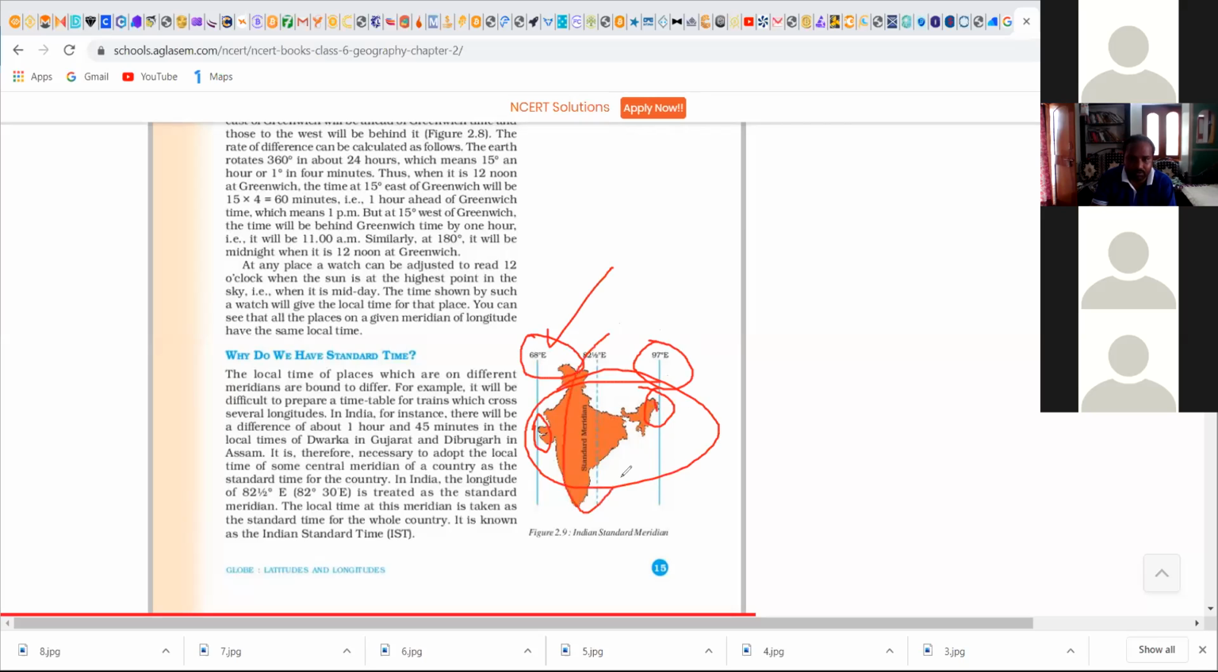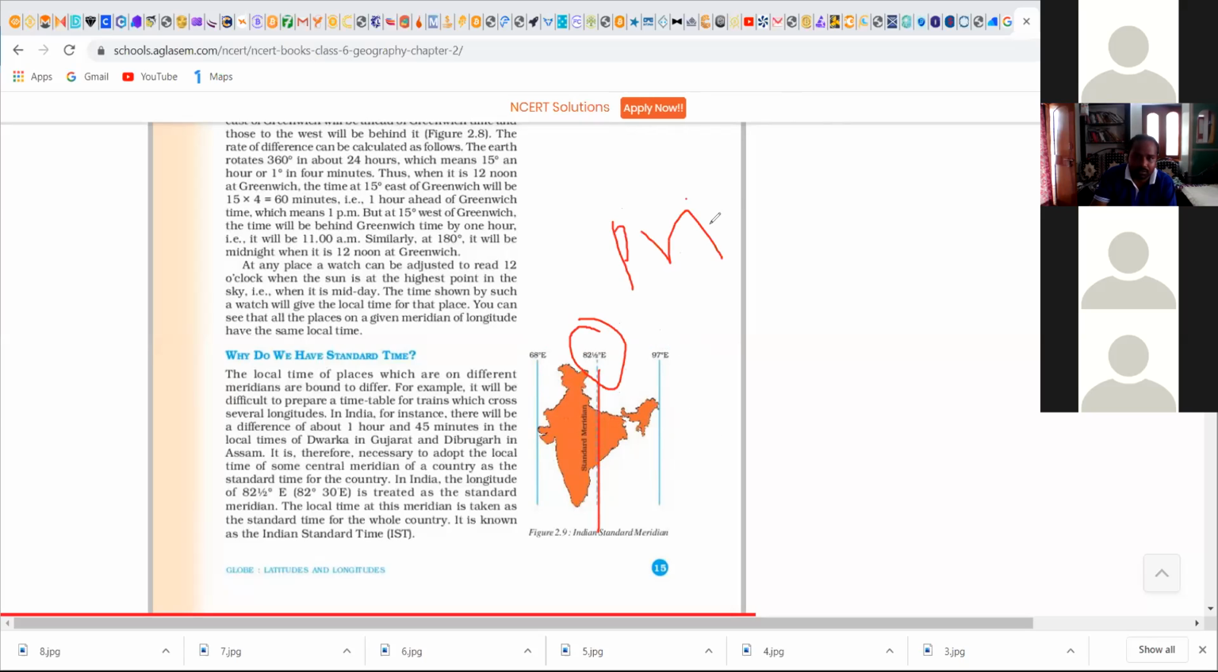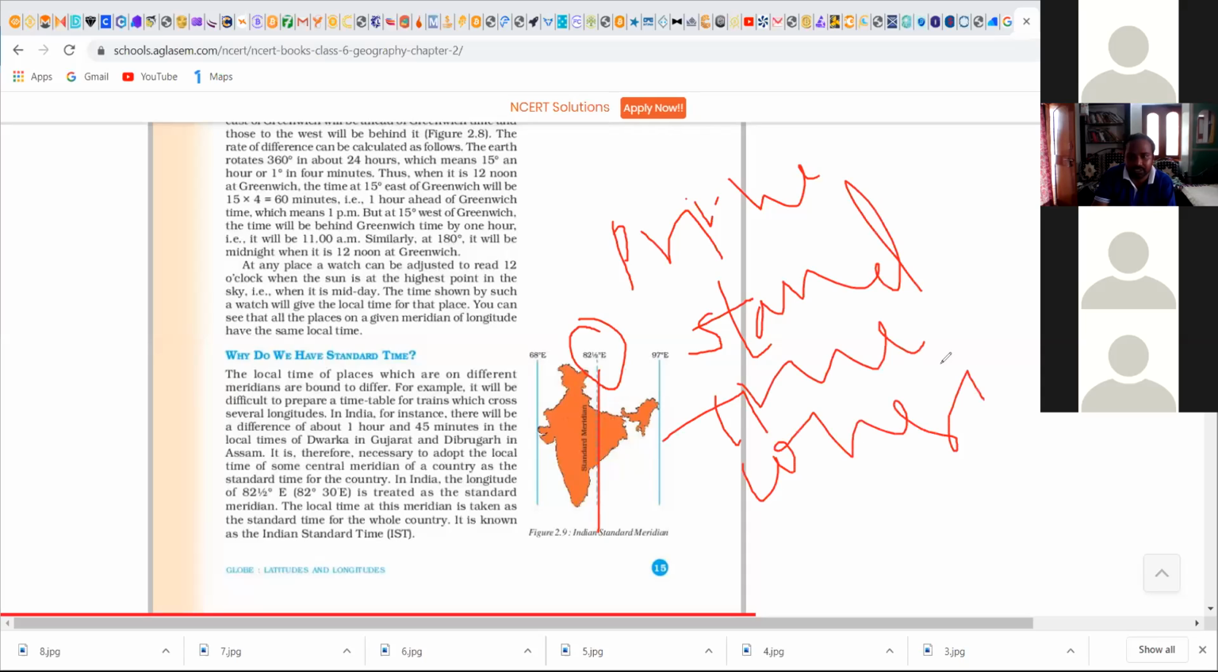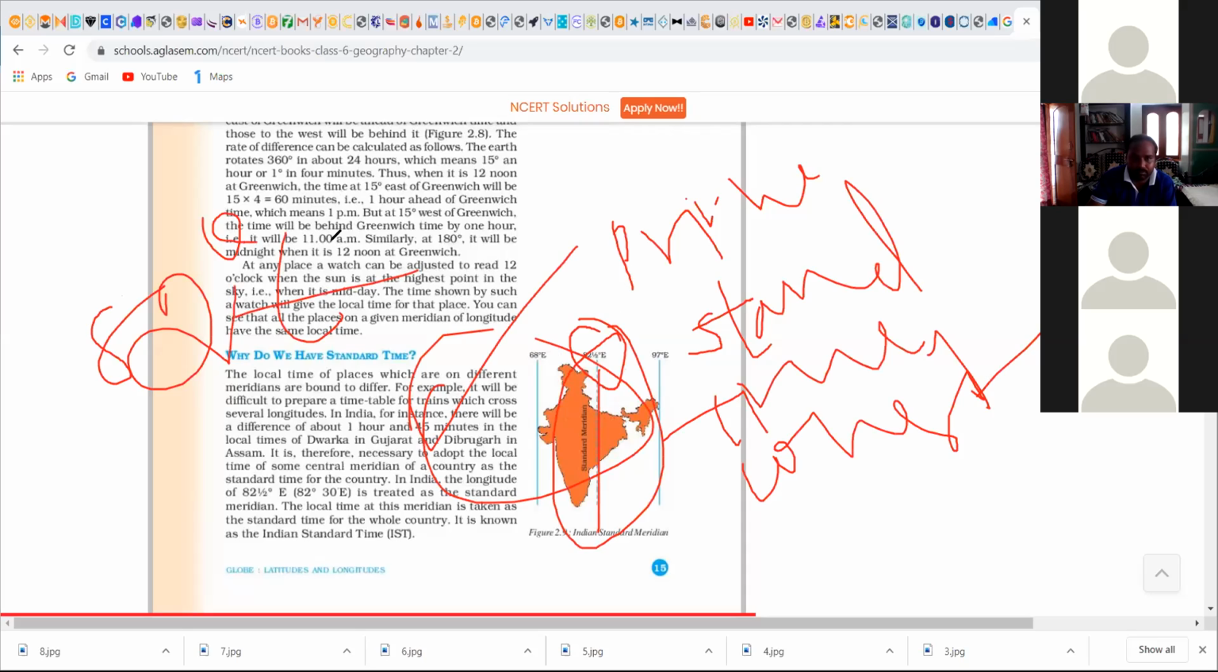Next, one more important longitude for India is 82.5 degrees east longitude. It is called the standard time longitude for India. So for locating India's time, we are using 82.5 degrees east longitude.